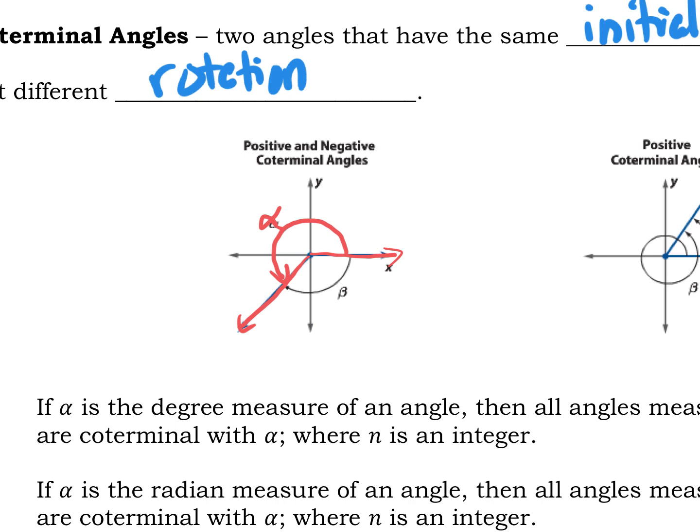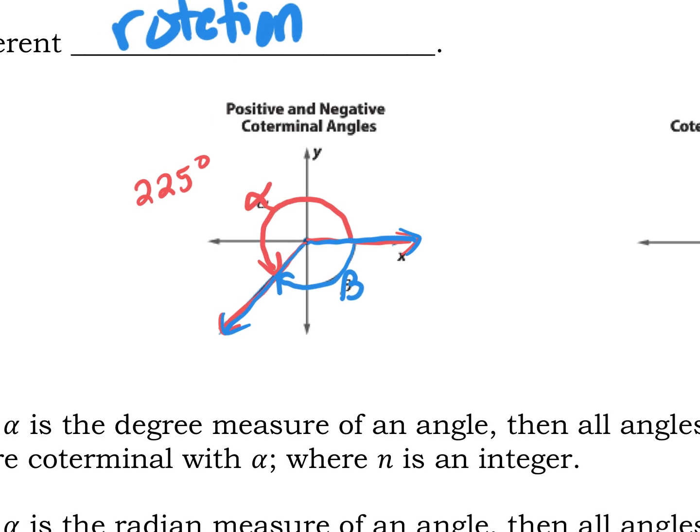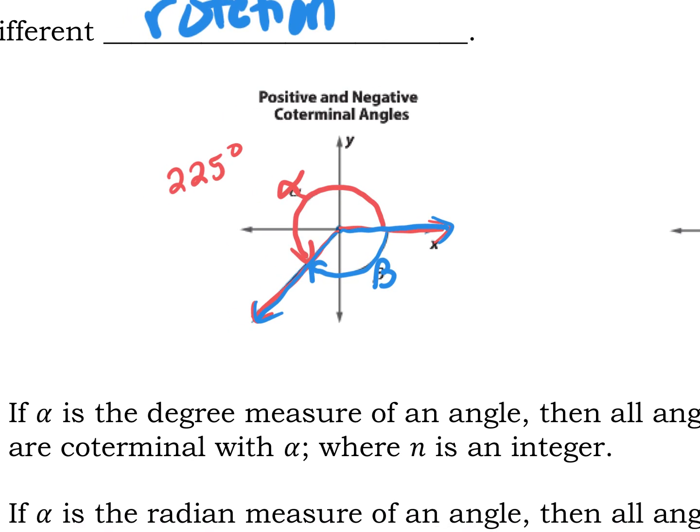So this angle alpha, that's a positive rotation, right? That looks like it's about 225 degrees, right? All right. We can also start in the same place and rotate this direction. We still stop in the same place. But to represent that angle, now that we're rotating in the negative direction, this angle beta, which is still coterminal, looks like it would be about negative 135 degrees.